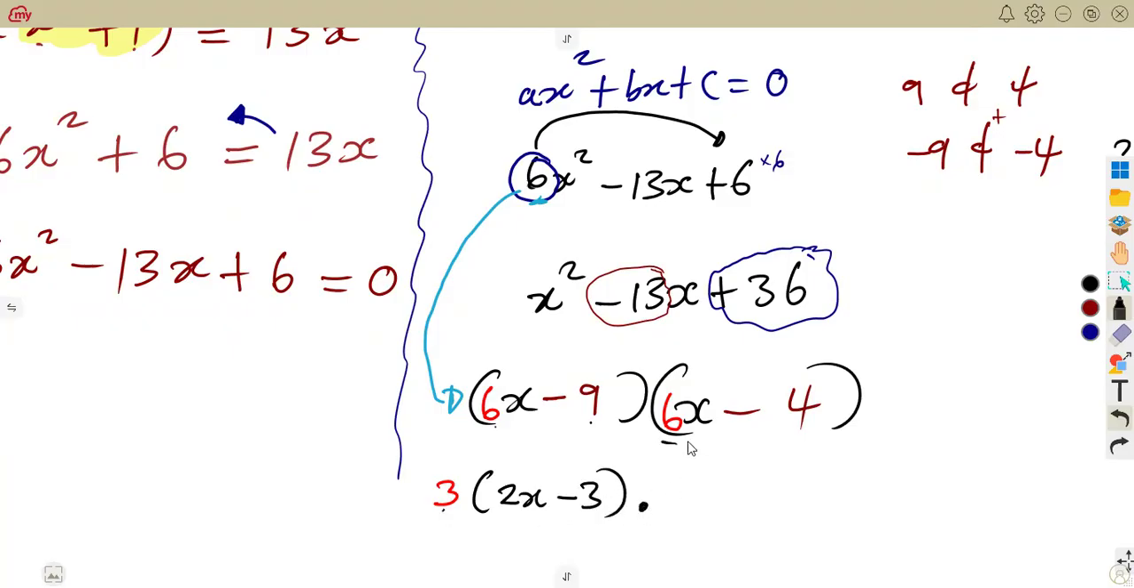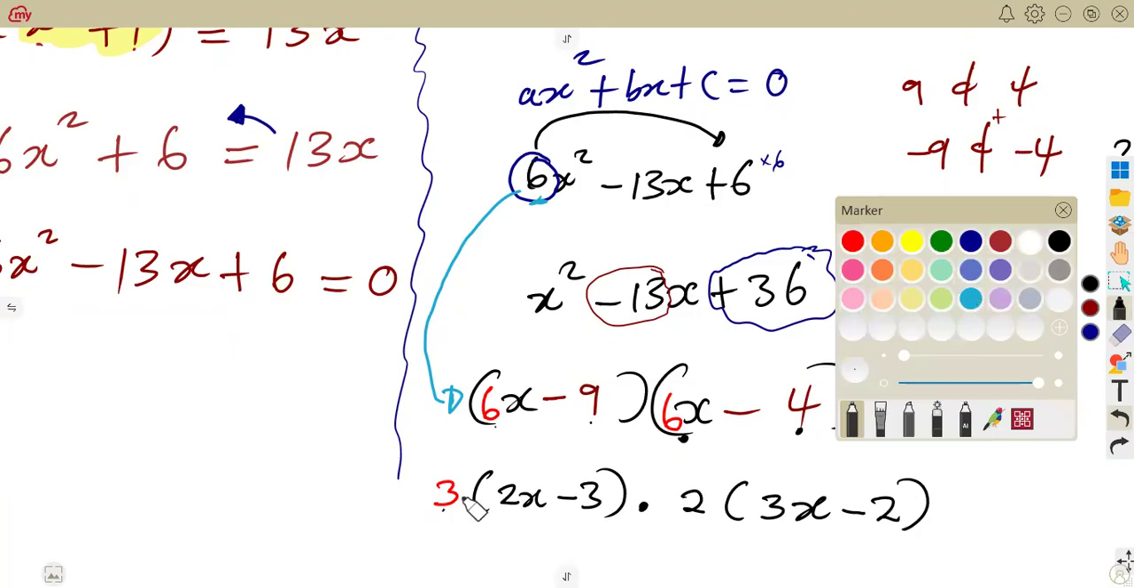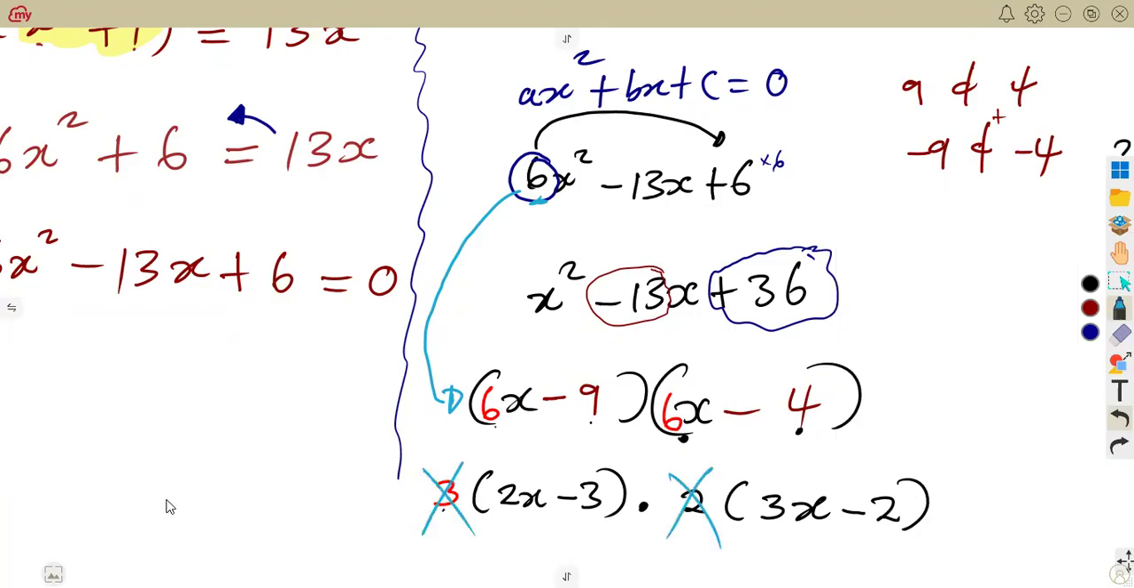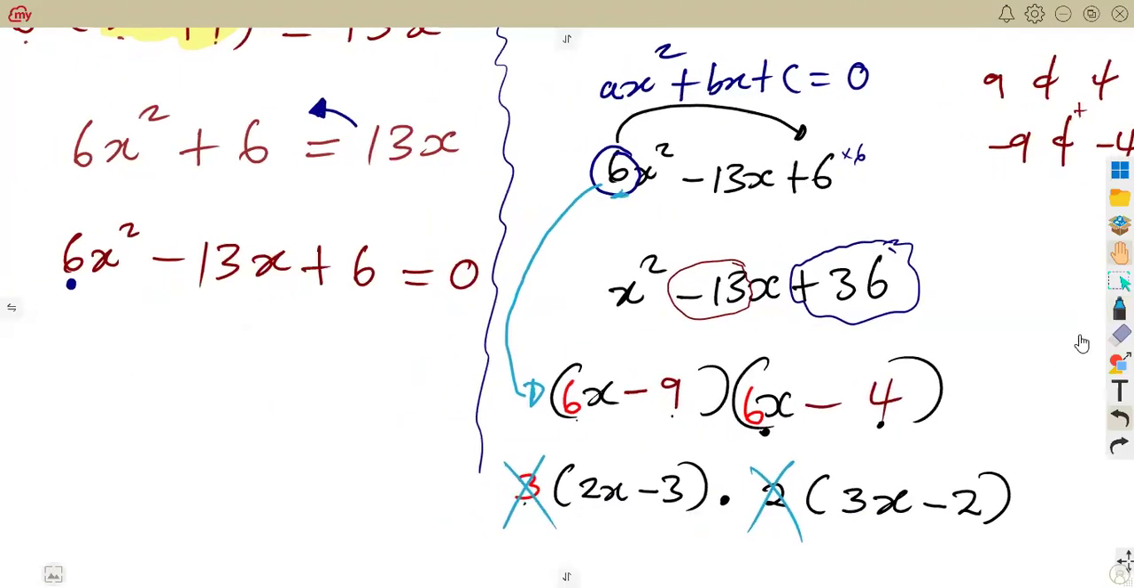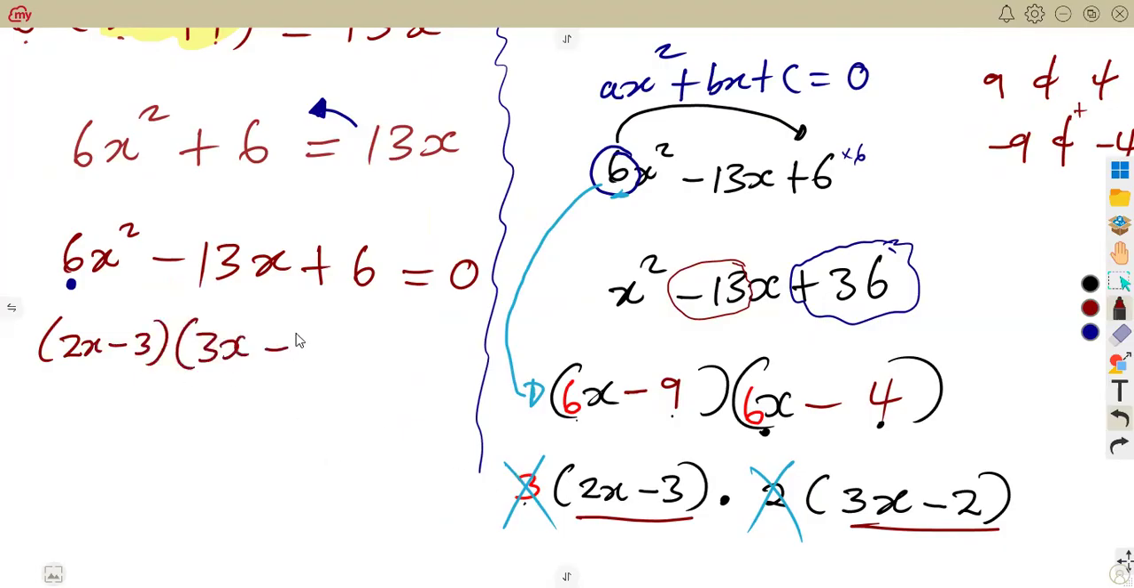The second bracket also, we've got something that is common there between 6 and 4. 2 is common. So 6 divided by 2, that is going to give us 3x. Minus 4 divided by 2 is going to give us minus 2. So remember what I said for your solution. The ones that we factor out are not part of our answer. What is our solution are the brackets. So we're going to have 2x minus 3. Another bracket is going to be 3x minus 2. Just like that. This is equal to 0.